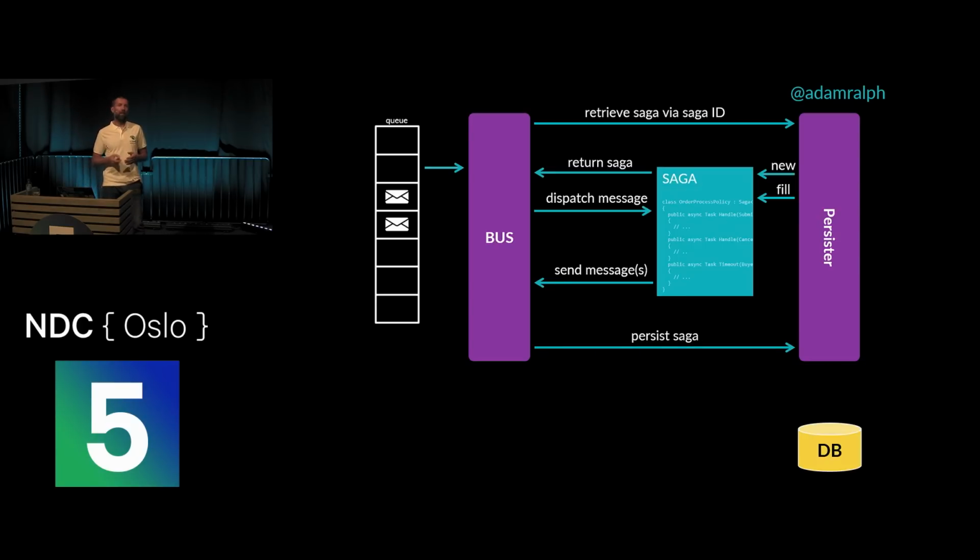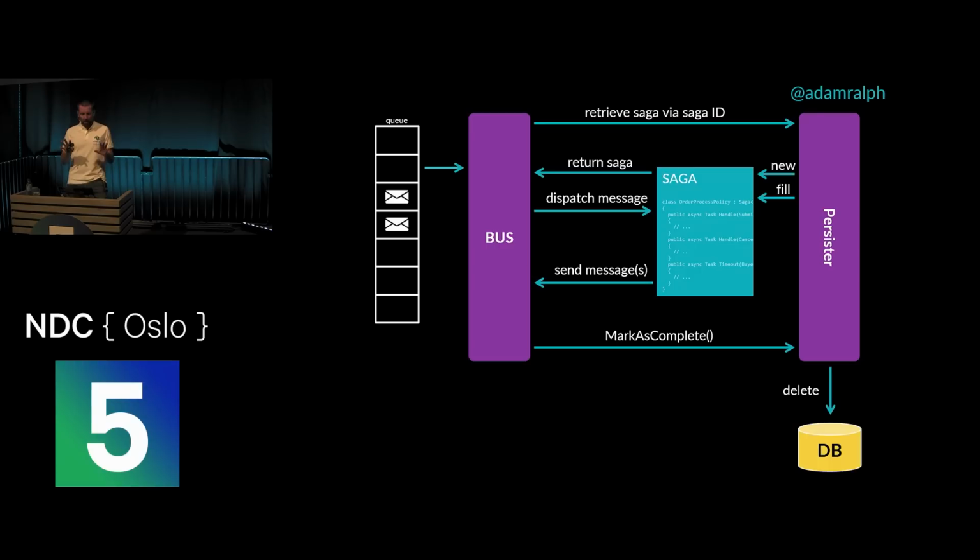And we persist the Saga again, which is basically then an update statement. Or we might decide we're done, right? In which case we mark ourselves as complete, and the persister basically deletes it from the database. The Saga is basically done. So I hope most of that makes sense.